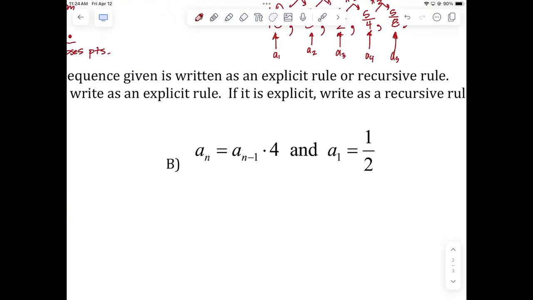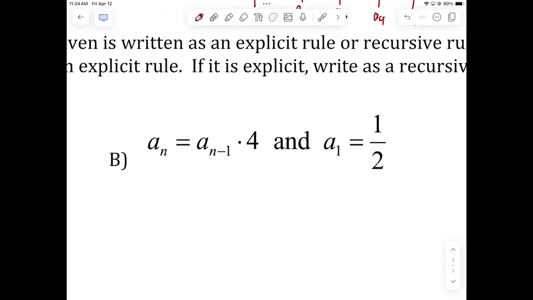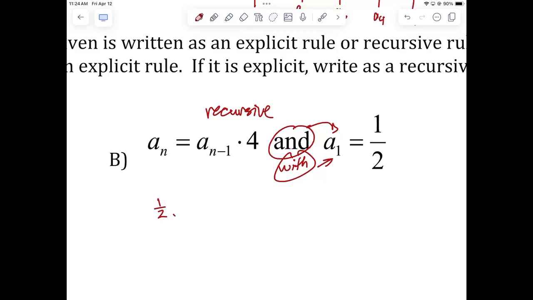Letter B. A sub n is a sub n minus 1 times 4, and a sub 1 is a half. Oh yeah, this is recursive, right? There's a first term given. So let's list it. 1/2 is your first term. And what are we doing each time to get to the next term? What's your common ratio? Times 4. I like to draw this little arrow. What's a half times 4? 2. And then the next one times 4. 8. I'm just going to put comma dot dot dot.